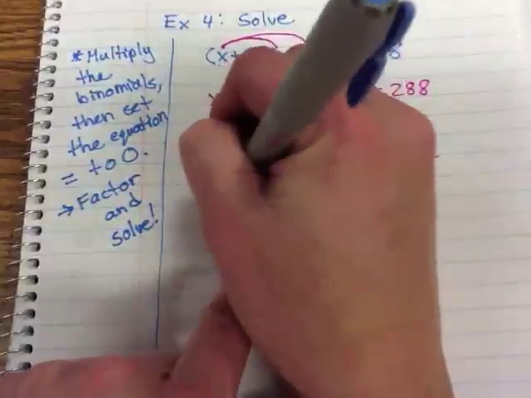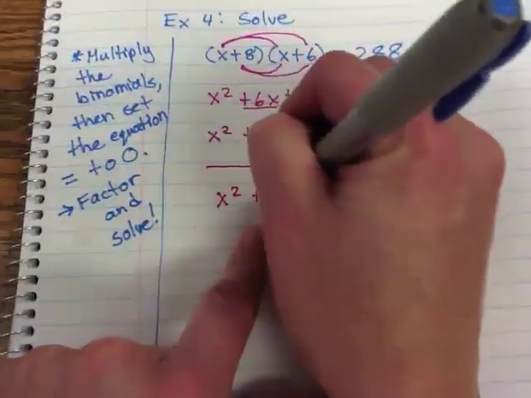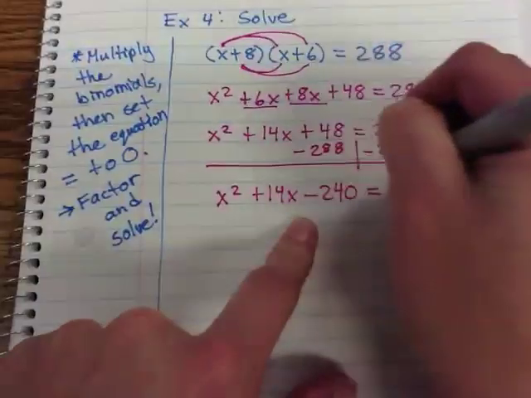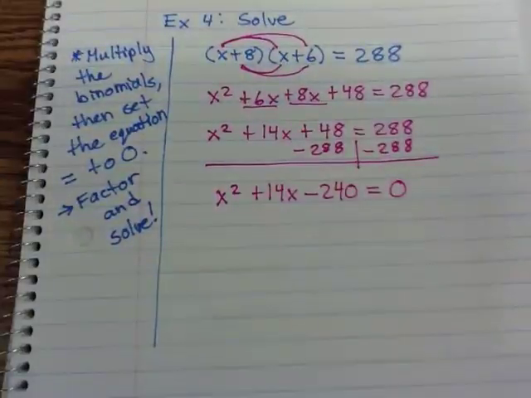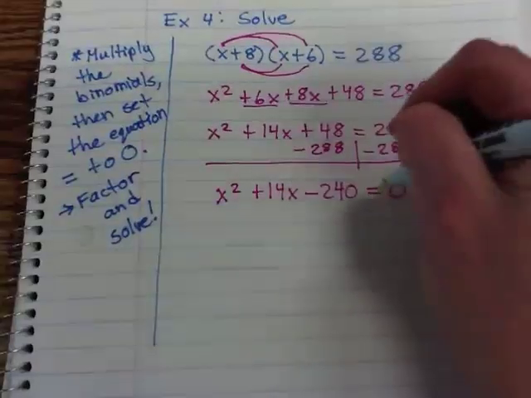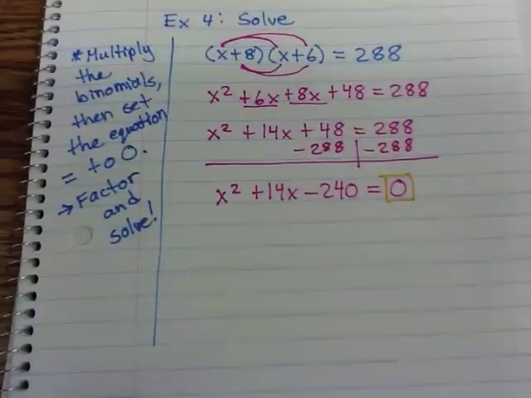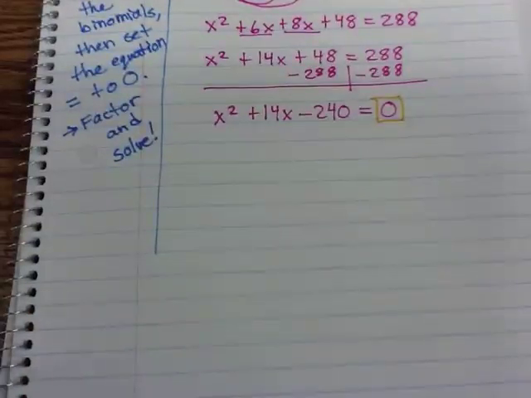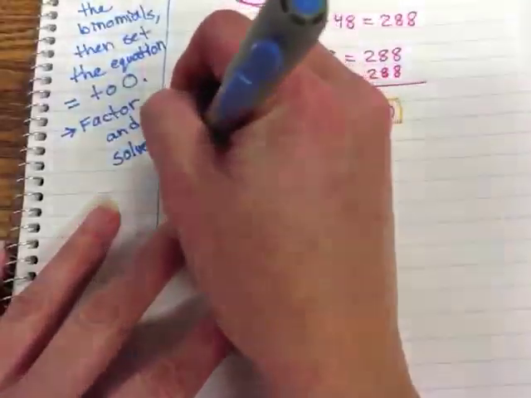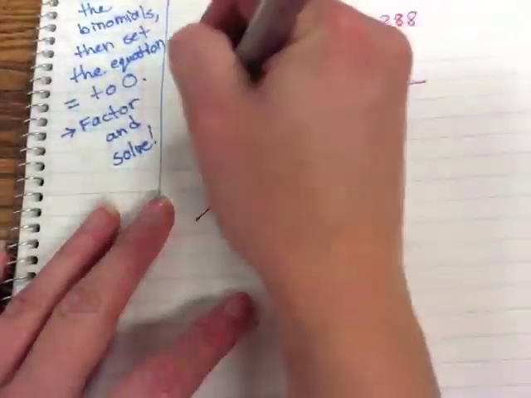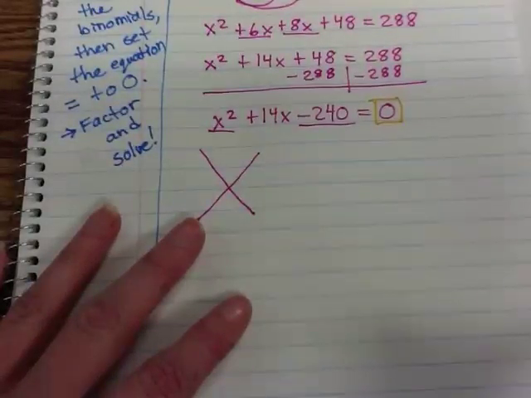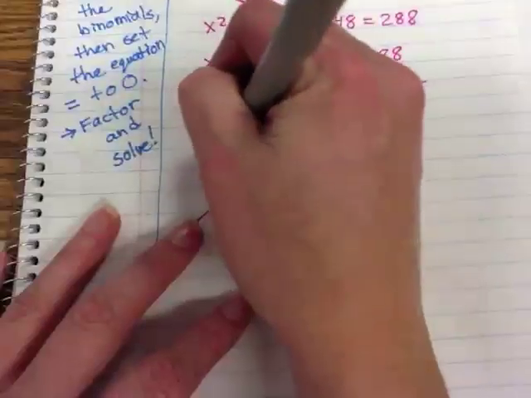You end up with x squared plus 14x minus 240 equals 0. Now that we have that, we can actually start factoring. So trinomial, so what are you going to have with a trinomial? Diamond. Underline your x squared and your negative 240. What goes at the top? Negative 240x squared.